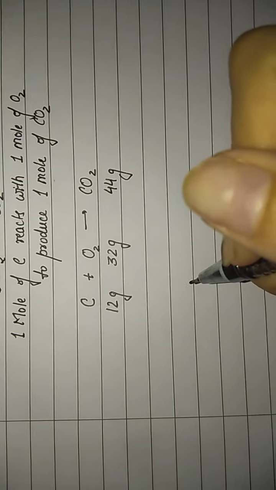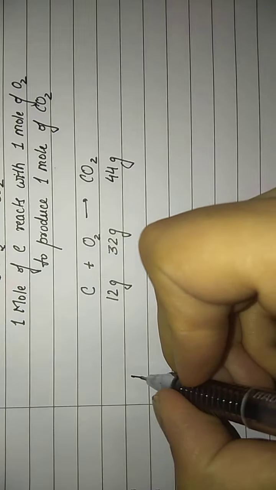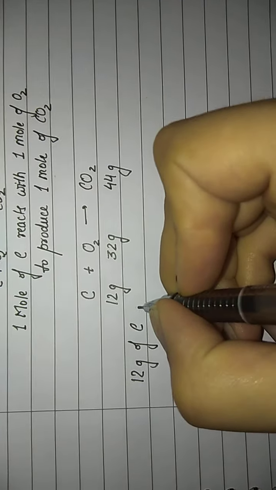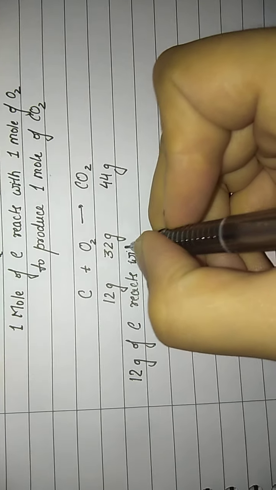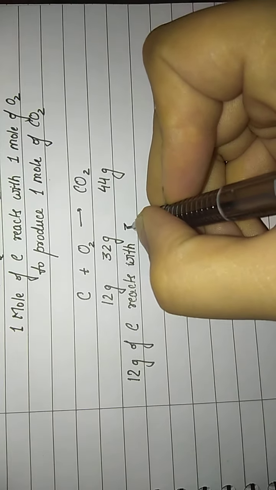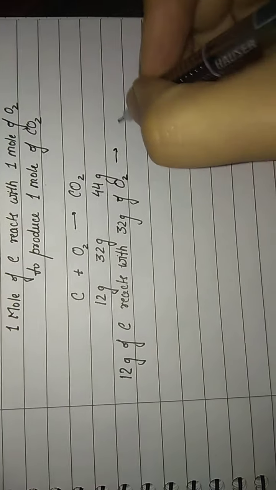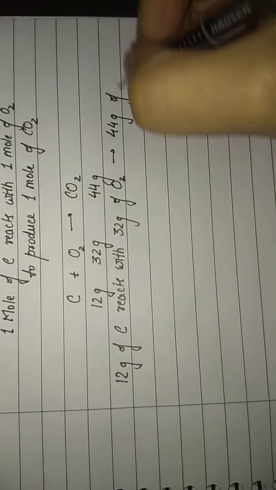So how can I translate this statement now in terms of grams? I can say 12 grams of carbon reacts with 32 grams of dioxygen to produce 44 grams of carbon dioxide, right?